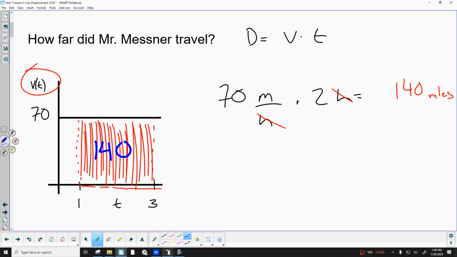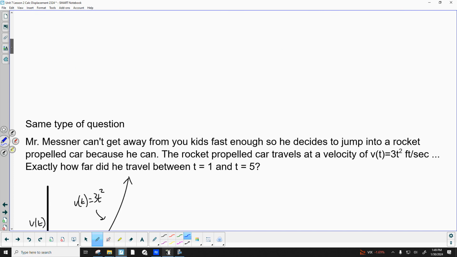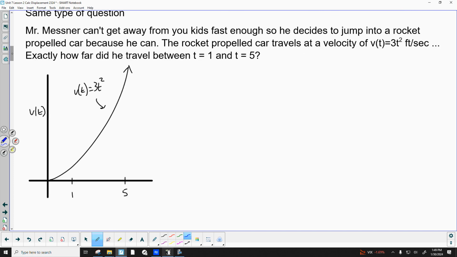Got it? Great. Well, here's another situation that is not easily done. I'm in a rocket-propelled car because I need to get away from you faster. We're only talking about feet per second because this thing accelerates very quickly from the first second to the 5th second. We have a major problem with the question, how far did I travel? The major problem is that my velocity is not consistent. It's not always going to be 70 miles per hour. My velocity is changing.